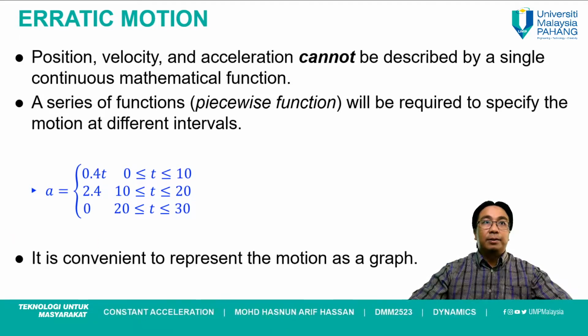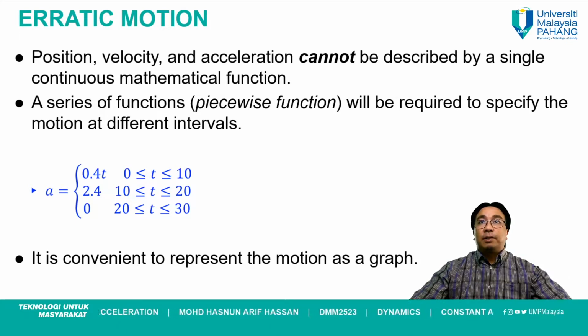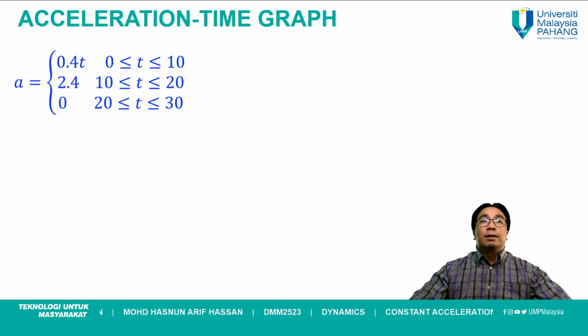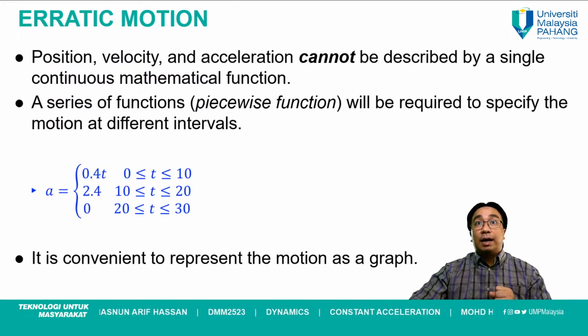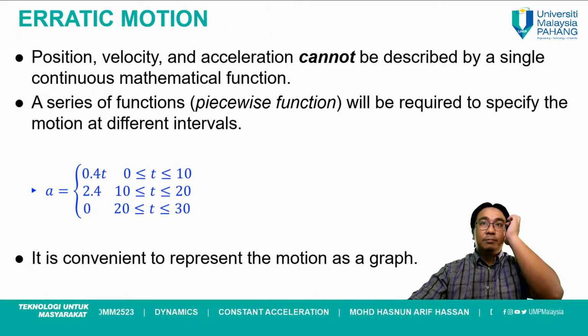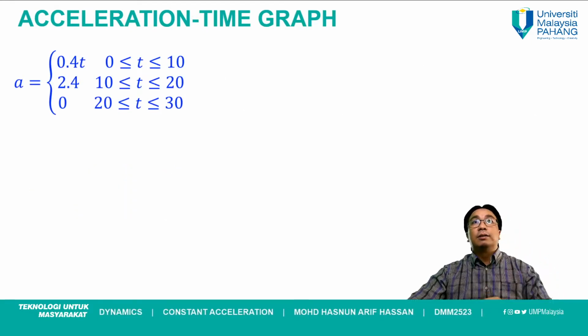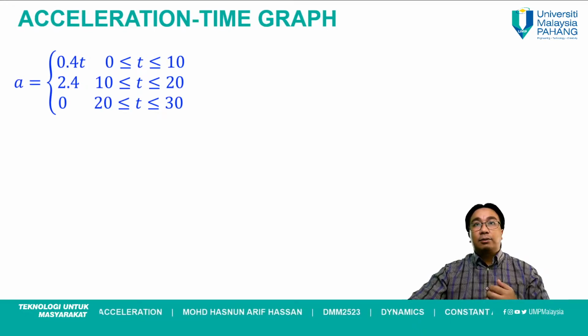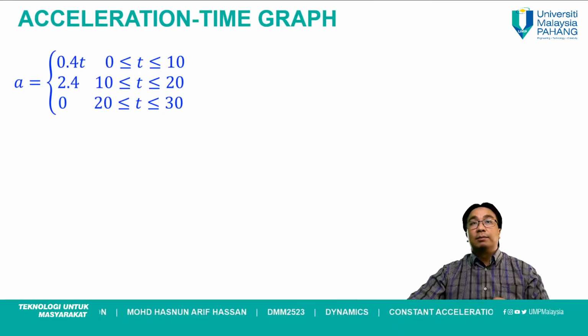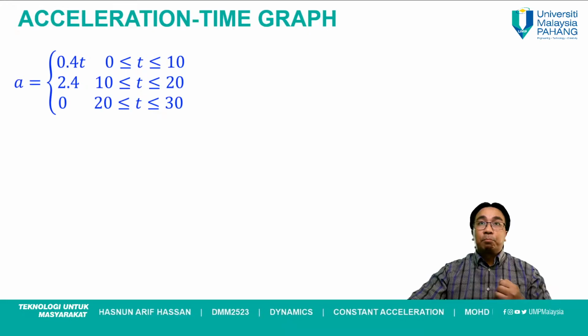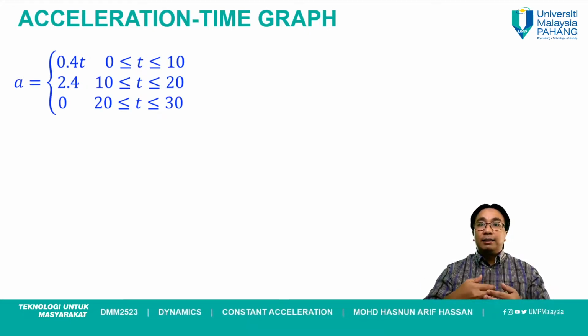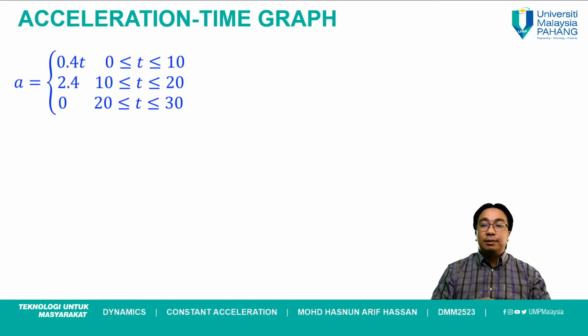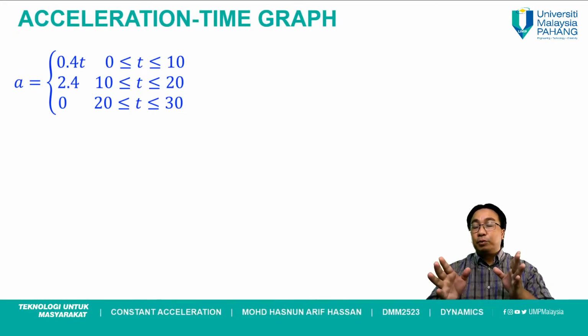Boleh faham? Okay. So kalau boleh faham, let's continue. Okay, now kita ambil daripada equation yang saya tunjuk tadi. Let's bring this equation to the next page. Now saya bagi tahu yang this is called a piecewise function. Maksud dia, the acceleration is represented by 3 different equations based on dia punya time interval.